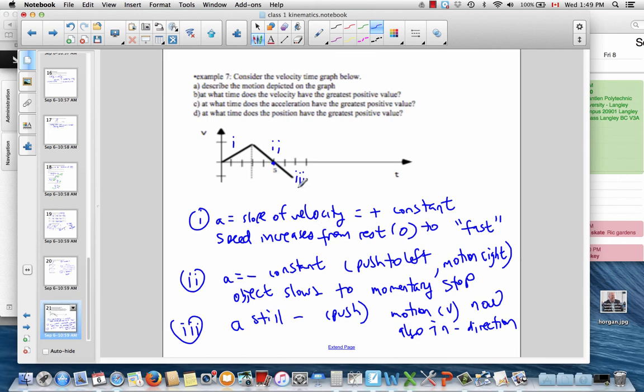In this third section of the graph, the acceleration is still negative. That's the slope. Now the velocity numbers are also negative. That means that we're pushing it to the left and it's moving to the left.